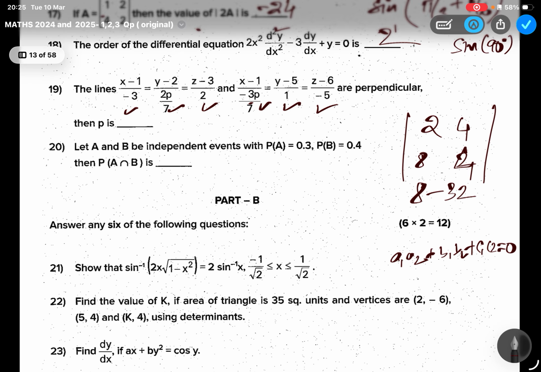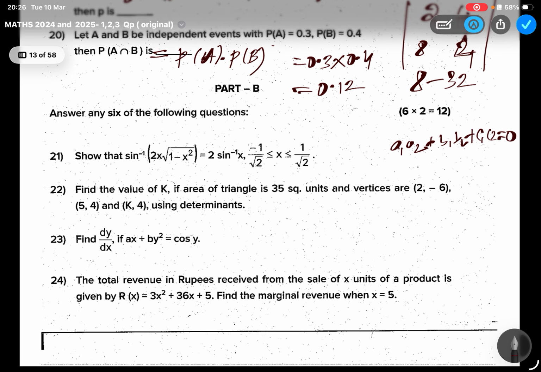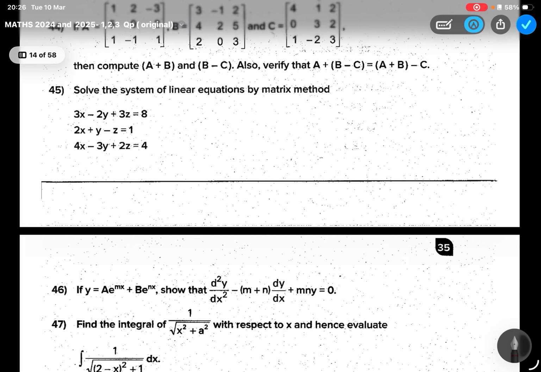Let A and B be independent events. Probability of A is 0.3. Probability of B is 0.4. They are independent events means what? A intersection B will be probability of A into probability of B. 0.3 into 0.4. The answer will be 0.12. So I hope these two question papers are clear.